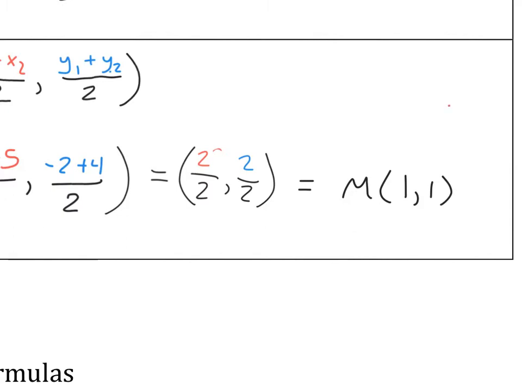And notice I have to write it as a point. My answer is not x equals 2 or y equals 3. The answer is parentheses 1 comma 1. I have to write it using point notation.